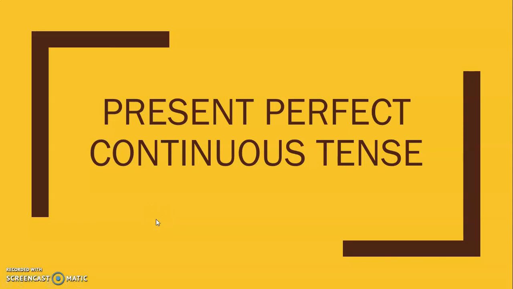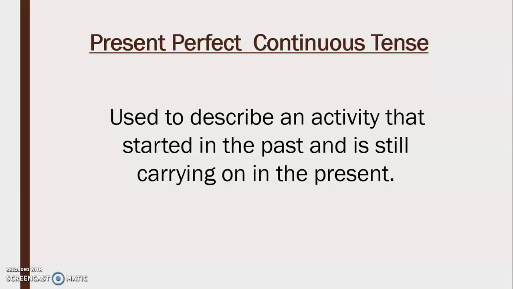Hello everyone. Today we are going to look at another aspect of the present perfect tense, which is the present perfect continuous tense. So the present perfect continuous tense is used to describe an activity that started in the past and is still carrying on in the present.